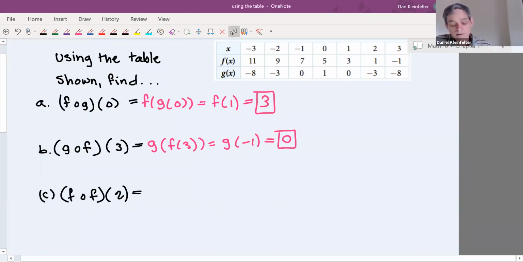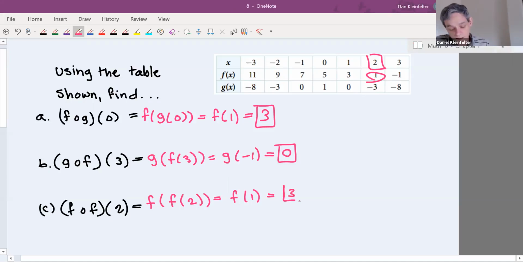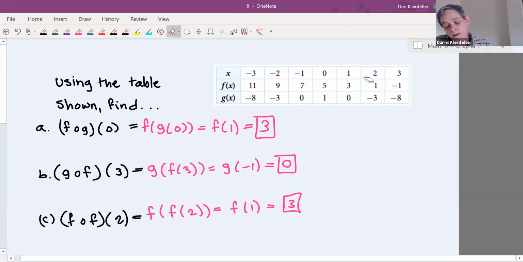F circle f of 2. So here we're taking f and putting it into itself. This will be f of f of 2. So f of 2, an x value of 2, we're going to put that into f, and we'll get 1. F of 1, we saw in example A that f of 1 was 3, so we'll get 3. Here we did function composition where the function values are given in a table.